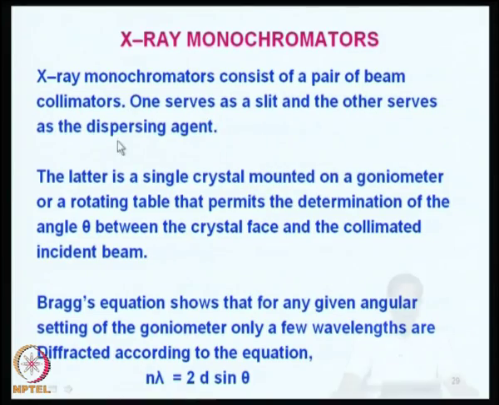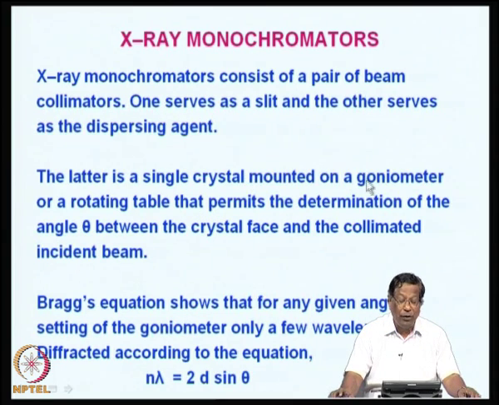Similarly, in X-rays also you need a monochromator system, and this consists of a pair of beam collimators, that is, to make the beam parallel. One serves as a slit, and the other serves as the dispersing element. The dispersing element is basically a single crystal mounted on a goniometer.